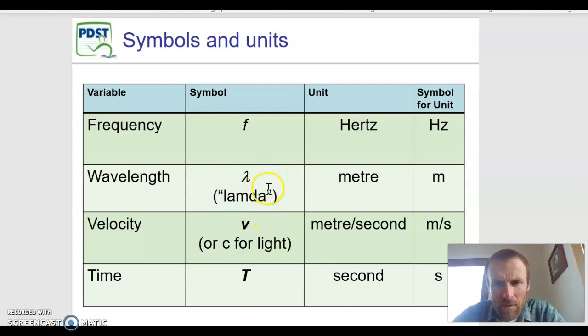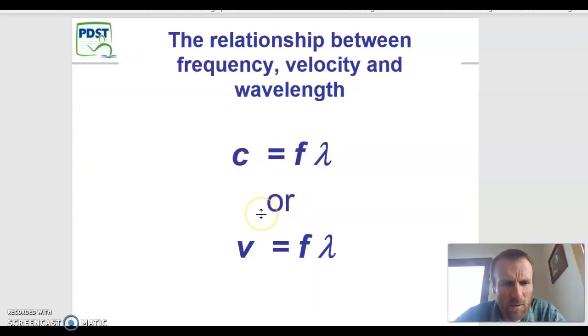Wavelength is symbolized by the Greek letter lambda and is measured in meters. So from a previous slide, we actually measure the distance between the two crests of a wave. Or you can do it between two troughs as well. The velocity of a wave we want to have in meters per second. And when we think about electromagnetic waves, we're going to use this letter c, which represents the speed of light, which is 3 × 10⁸ meters per second. So those are some of the important units.